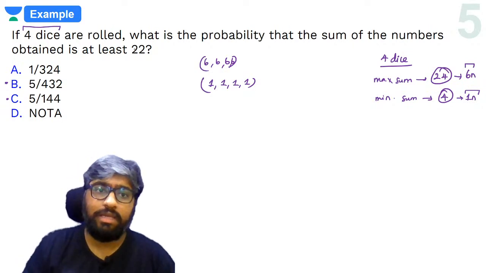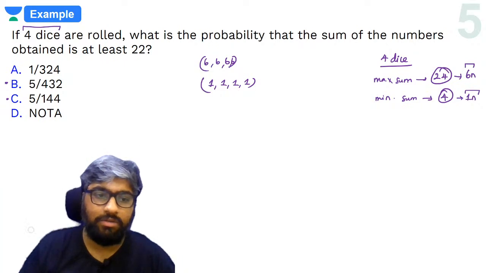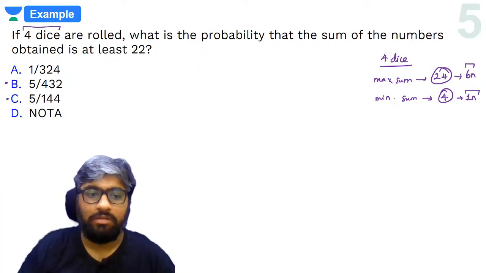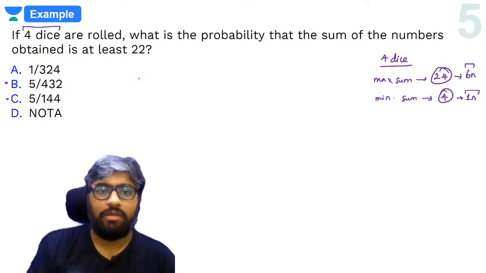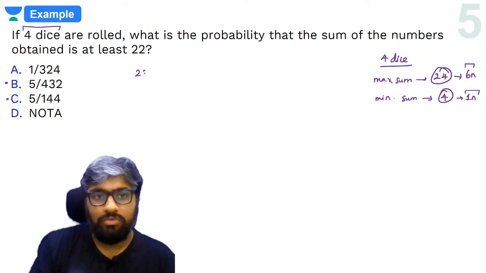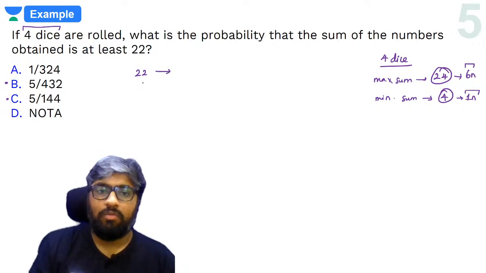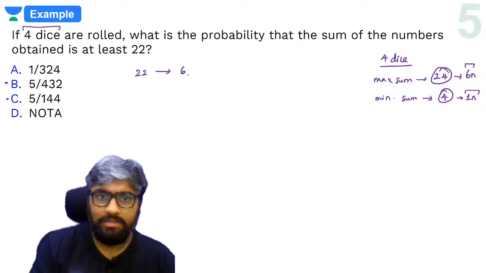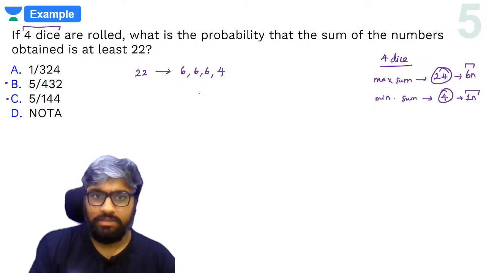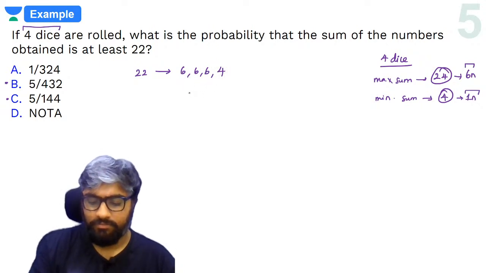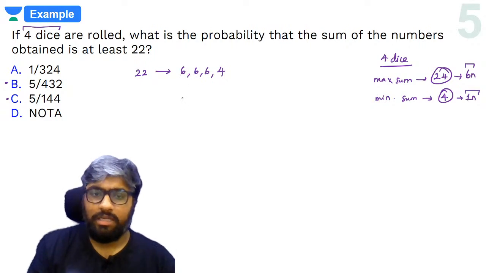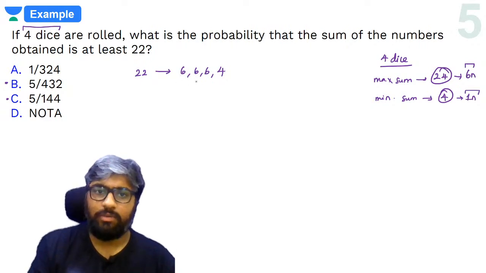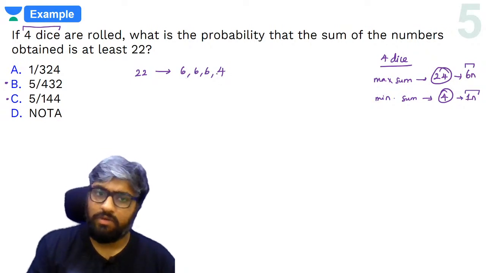Alright, so what we are looking for is at least 22. So let's start. Let's first do exactly 22. What numbers if I add, I'll get exactly 22? Yes, I can take 6, 6, 6, 4. What other numbers can I take where I would get 22? So 3 into 6 plus 4 works. Okay. What else?